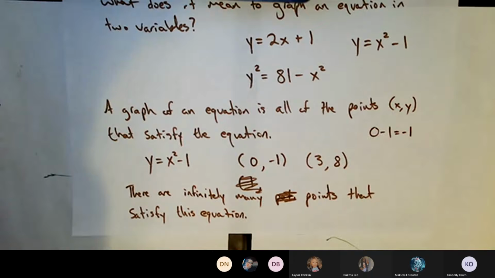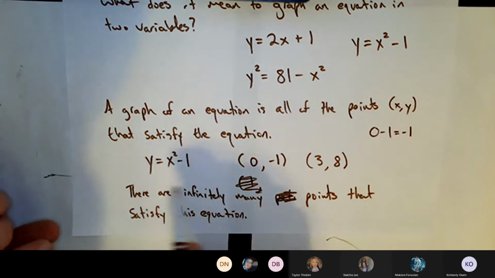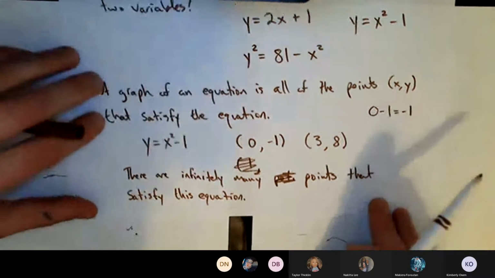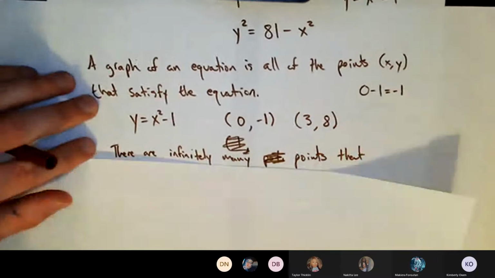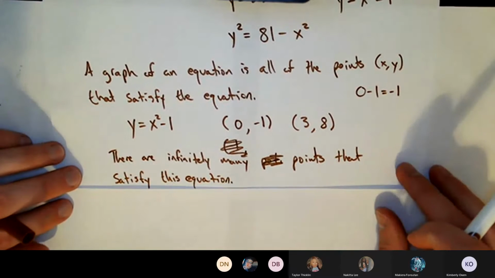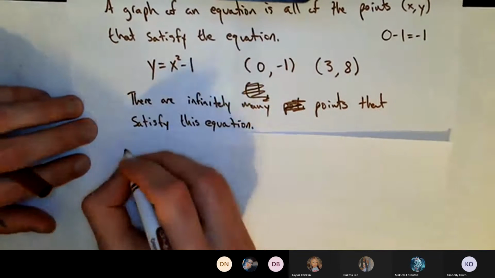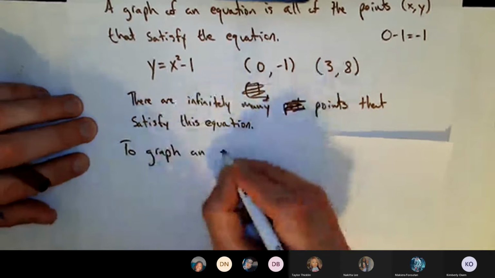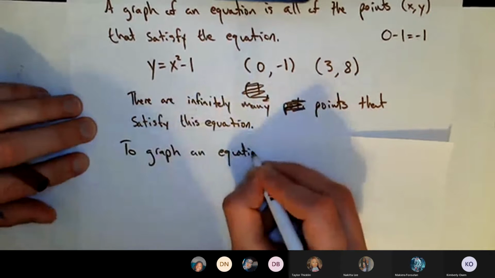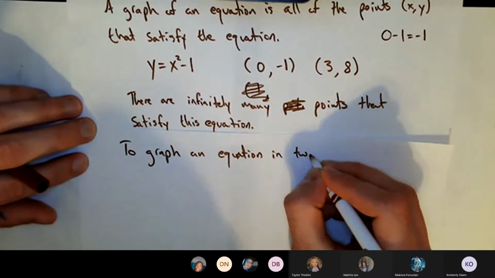Also, there are a lot of points that don't, right? Like 0, 0 doesn't satisfy; if I plug in 0 and 0 for both of these, I don't get equality. Okay, so what is the point here? What does it mean to graph an equation in 2 variables?